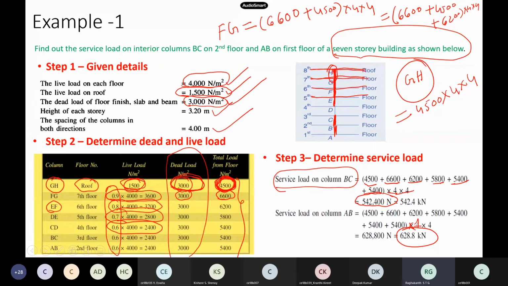If you have any questions, please ask me. So there are no questions. Is it clear? This is how to calculate dead load and live load.